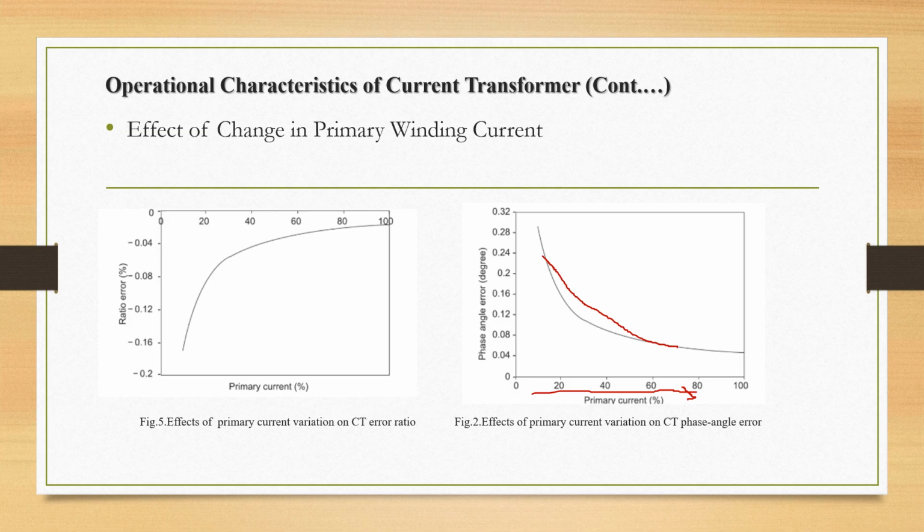So here we can see that with the increment in primary current, ratio error will also increase. First, it will increase at a higher rate. After a certain value, its rate of increase will decrease, but still it will increase. Those are the effects and the operational characteristics of a current transformer.